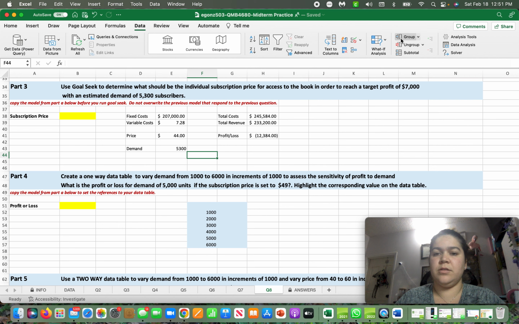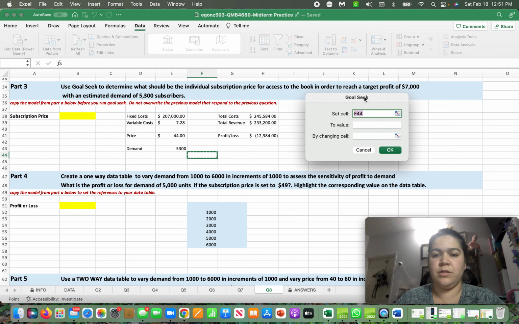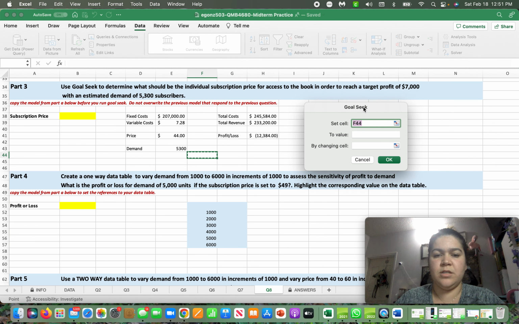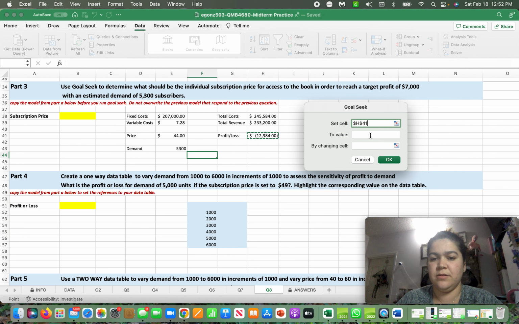Now we're going to run the goal seek. What do they want us to do? They want us to set the profit to 7,000 by changing the price cell. So the price for each subscription in order for us to have a profit of $7,000 with that amount of subscriptions. So we're gonna hit OK.